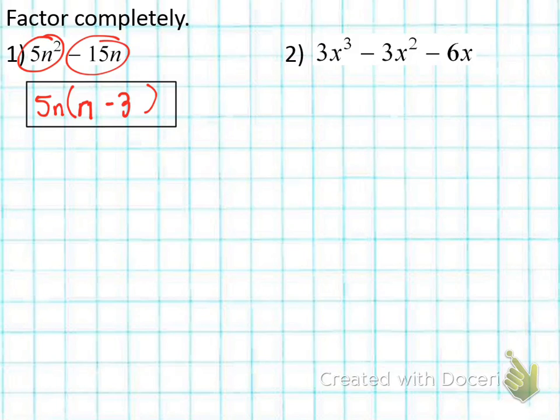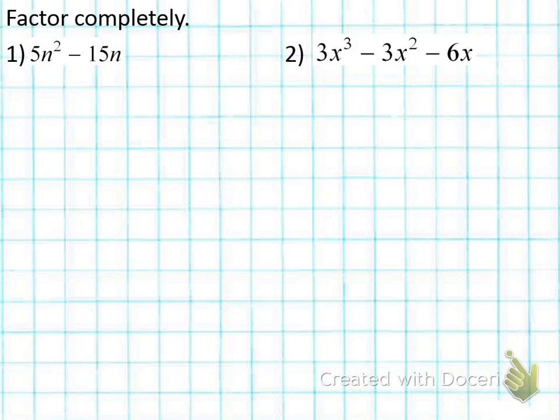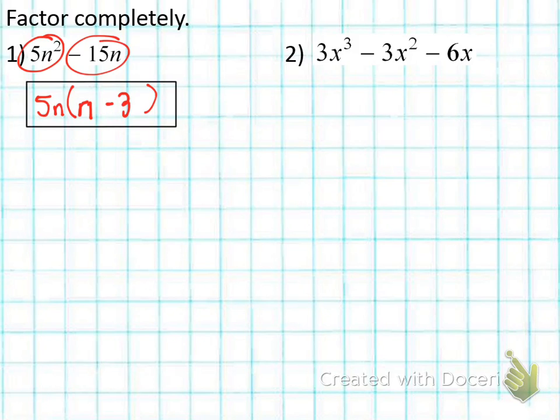That's number 1, okay? So what did I do again? I figured out what my coefficients were, factored out 5n, asked myself 5n times what is equal to 5n squared. This could be n. 5n times what is equal to negative 15n, negative 3.